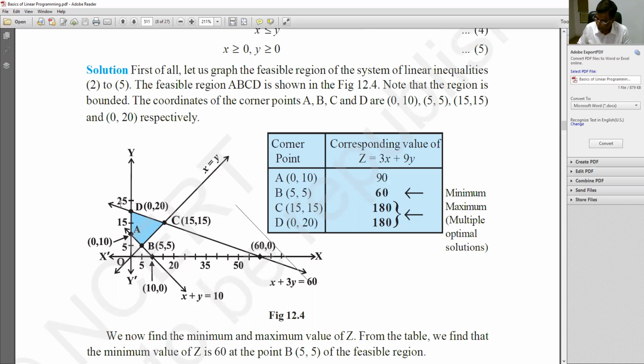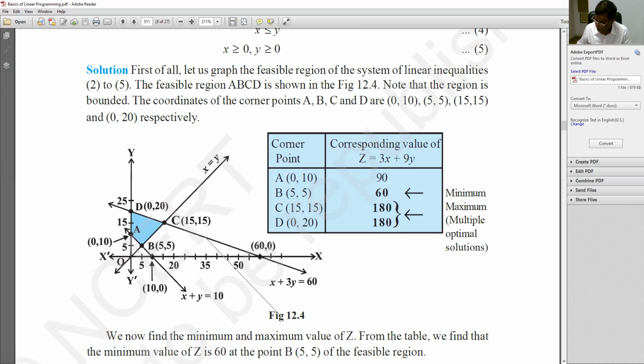Now the first point is 0, 20, as you have written. 0, 20 means the value of x is 0 and y is 20. So this is the point D, 0, 20. Then the second point is 60, 0, which means x is equal to 60, y is equal to 0. This point is here on the x-axis, x is 60 and y is 0.